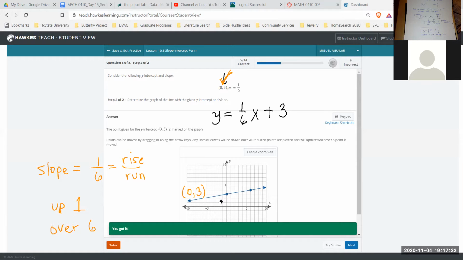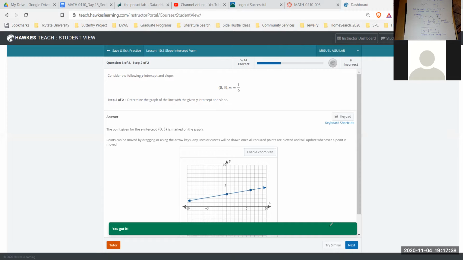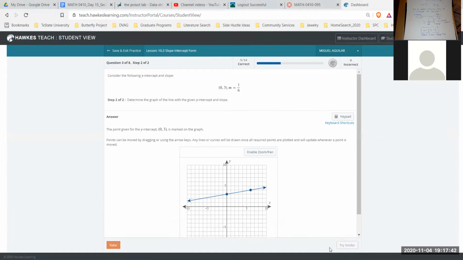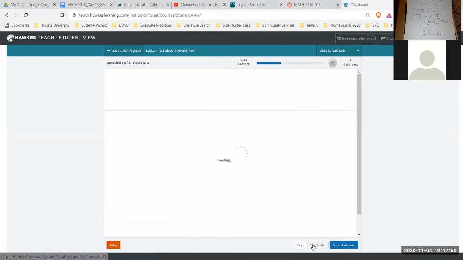Can the 1/6 ever be negative? And if so, would it go the opposite? Yeah. No, that's a really good question, right? And I'm hoping to get an example that looks like that. So let me see if we can find an example. Try similar. Okay. Well, I want to get a negative slope, so let me try a similar one and see if they'll give me a negative slope.